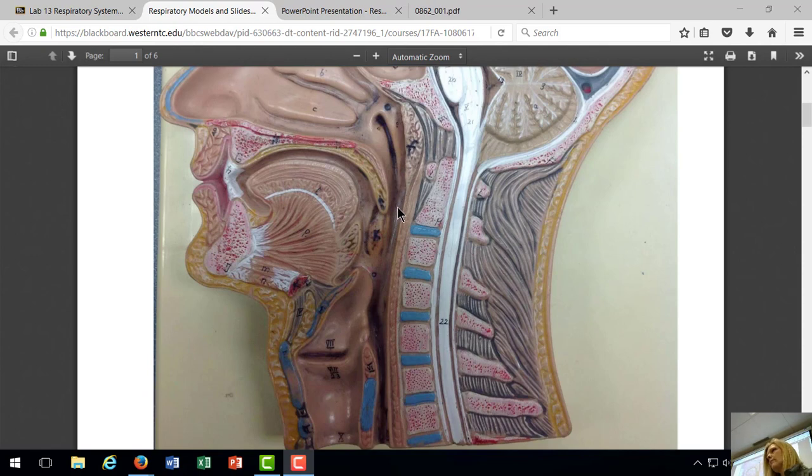So just know the boundaries to help you determine what's nasal, what's oral, what's laryngeal. So the tip of the uvula is the bottom of the nasopharynx. Then we have the oral pharynx, and that's where food enters. From the tip of the uvula to this flap of tissue here, which we're going to talk about, called the epiglottis, this region here is the oral pharynx.